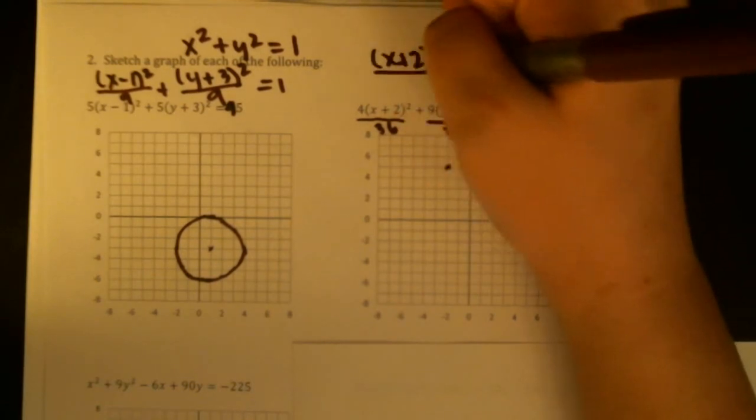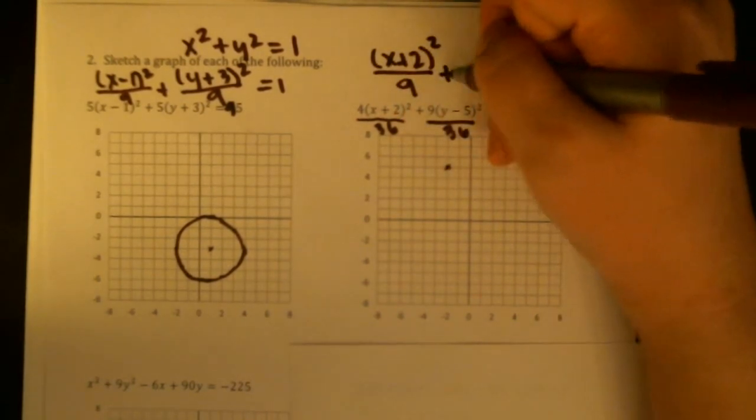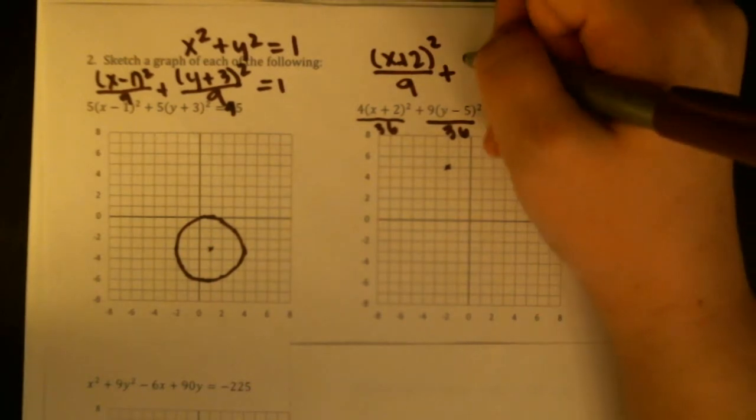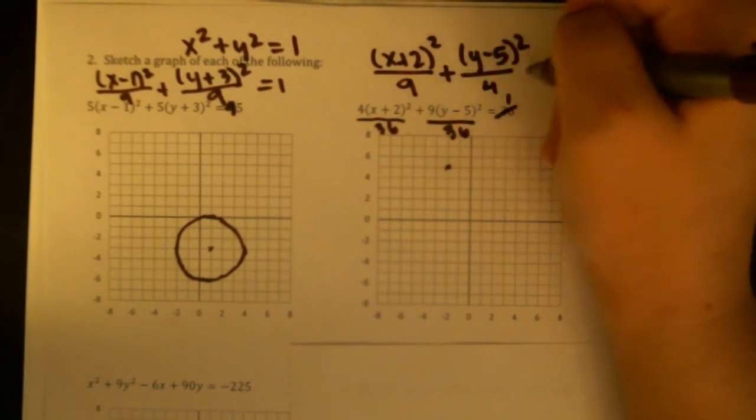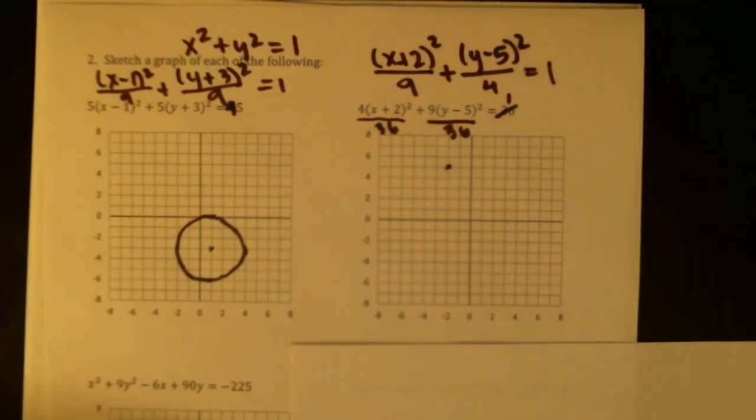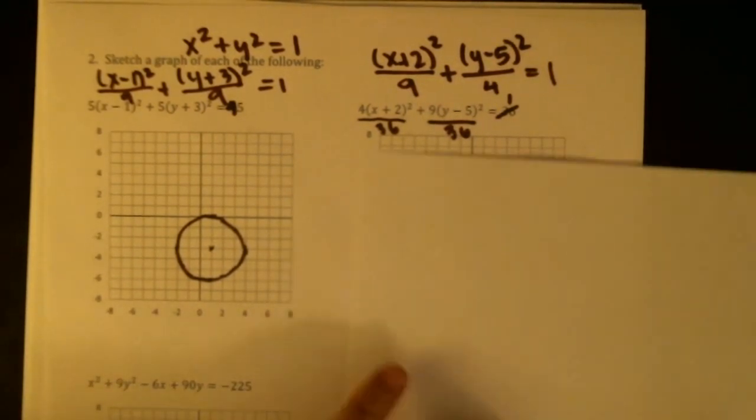Same thing. And then 9 goes into 36 4 times, so I'll get (y - 5) squared divided by 4 equals 1. And then again, if you can see what's going on there, that's great.